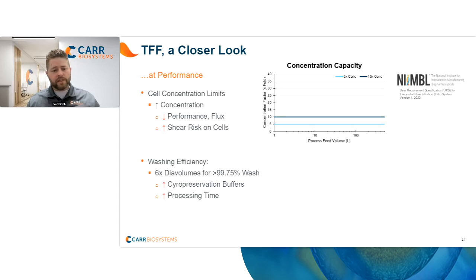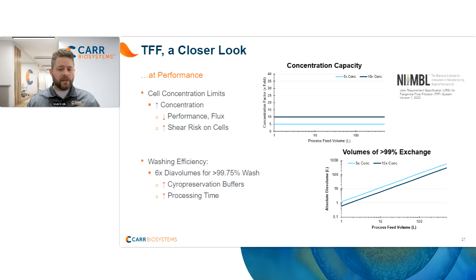Similarly, when you're looking at washing efficiencies, to achieve high washing efficiencies, you need fairly large amounts of dia volumes, which can increase your buffers, like cryopreservation buffers, which can be quite expensive, as well as increase your processing time. So even if we concentrate 5x or 10x ahead of time, we still have fairly large dia volumes to get our washing efficiencies, which drives both cost and time.